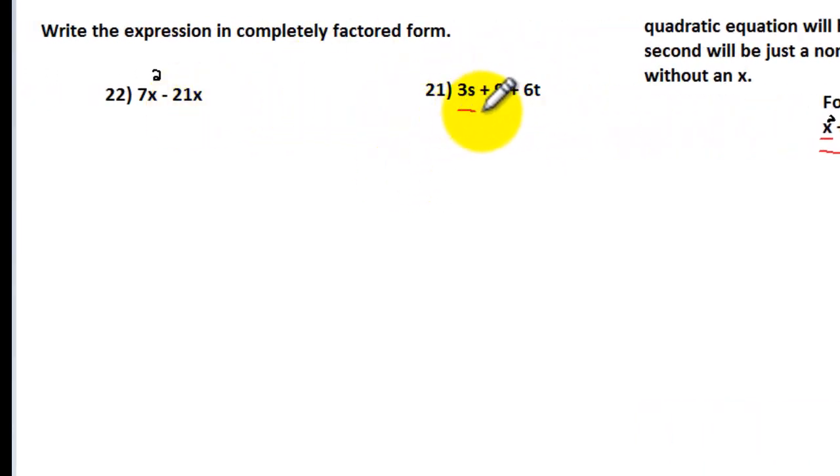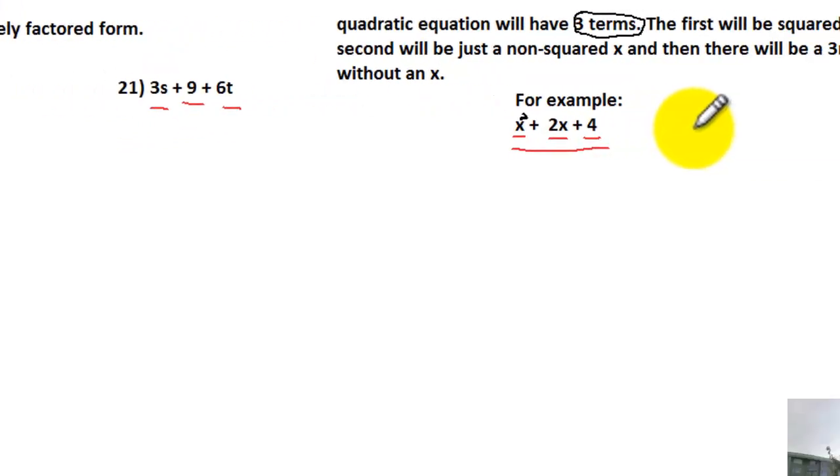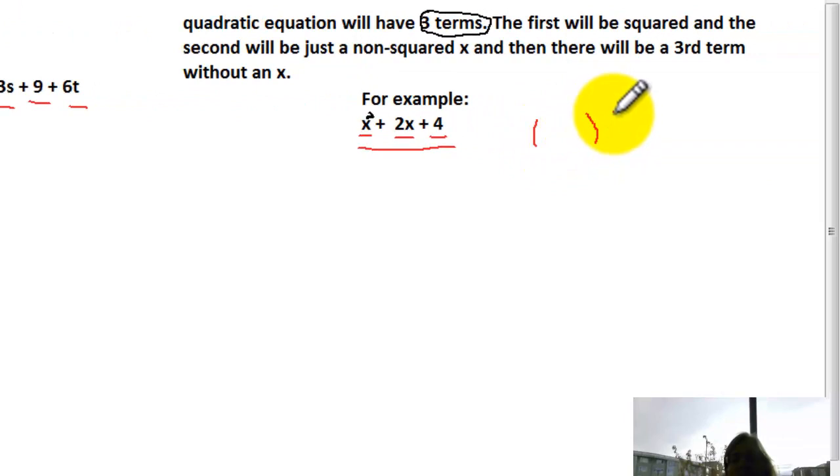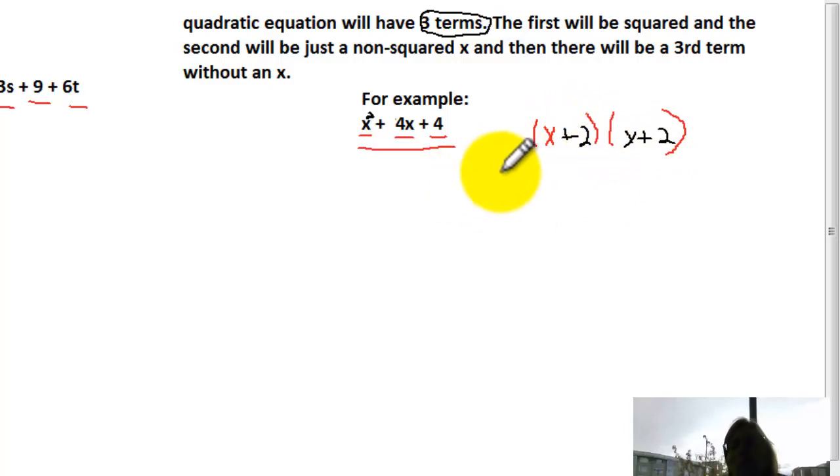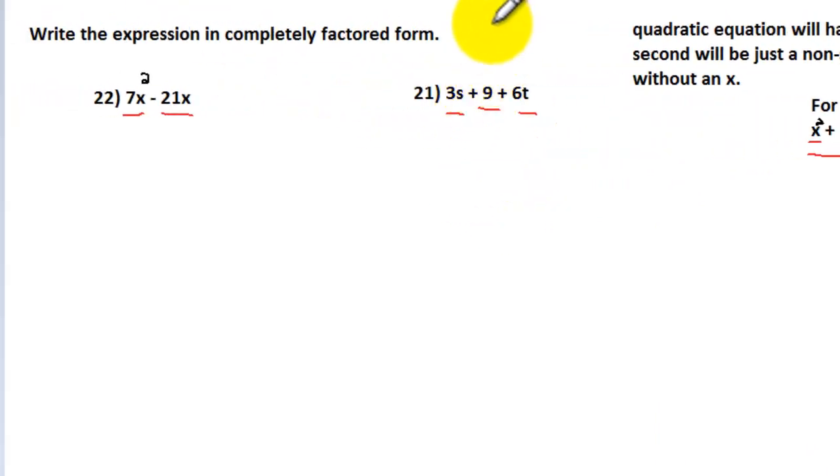This has a 3s, a number, and then a 6t, so that's not even close. And this does have a square in the front, and it has a second term with an x, but it has no third term. So we can't use the procedure for factoring, which is when you factor something like this. Okay, so if you were to factor this out, it would look x plus 2, x plus 2. Okay, so these are different, and these are the ones we worked with actually in Unit 2, where we just factored out by doing the reverse distributive property, basically.